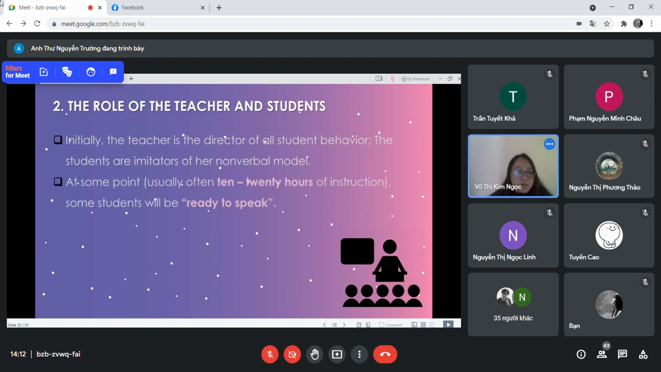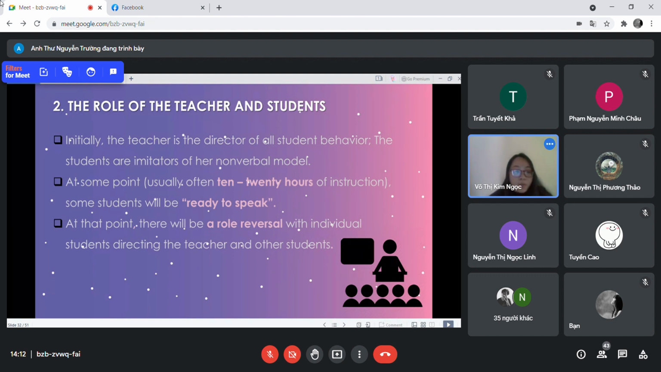And at some point, usually after 10 to 20 hours of instruction, some students will be ready to speak. At that point, there will be a role reversal, which means the student will become a director. For example, in our demonstration, a few weeks later, Tuyền asked me to perform some actions like open my eyes, close my eyes, show my hand, and so on.